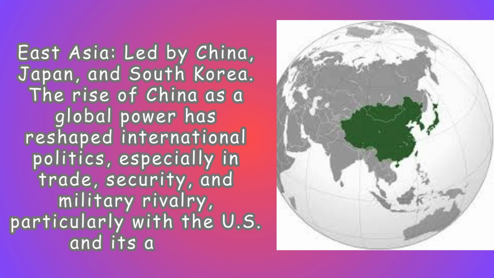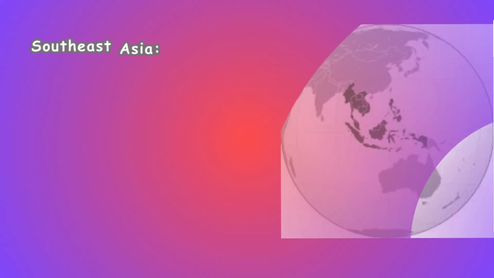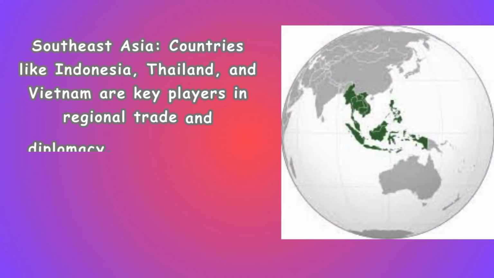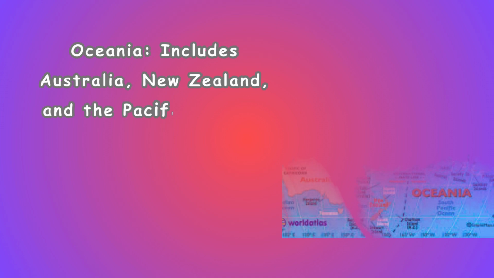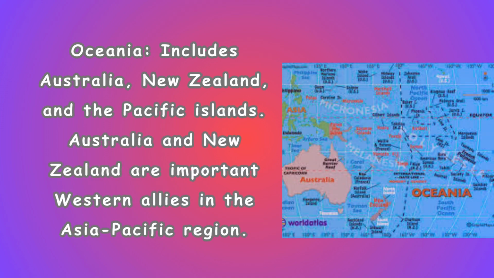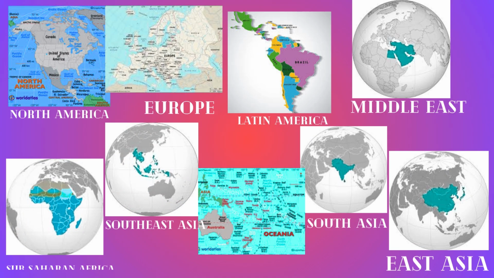Southeast Asia includes countries like Indonesia, Vietnam, and Thailand. The ASEAN organization here promotes regional diplomacy, trade, and conflict management. Oceania, made up of Australia, New Zealand, and the Pacific Islands. Australia and New Zealand are important Western allies in the Asia Pacific.